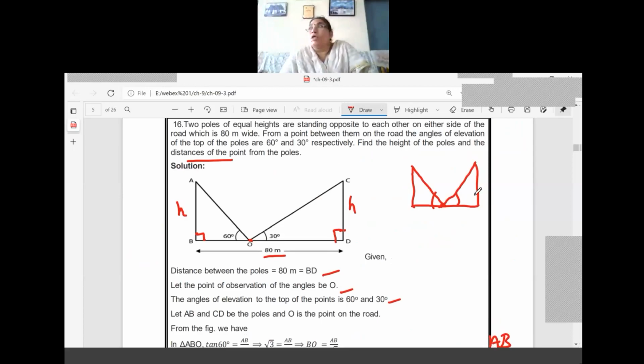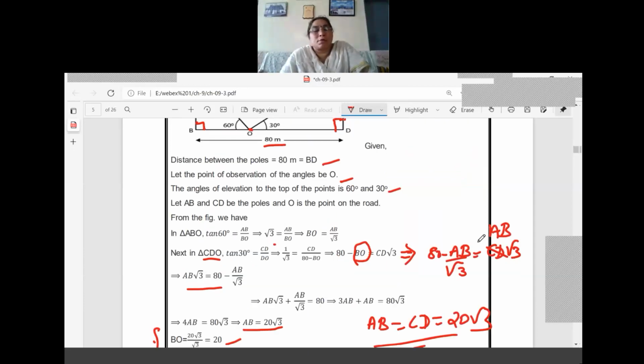We have used two right triangles, and in the two right triangles we have calculated what is tan 30 and tan 60, and the AB and the CD we have taken as the height of the pole only. So both have equal length h only. So if you are having confusion, AB and CD, first only assume it is equal to h. Then tan 60 ratios we have formed, from that BO we have written.